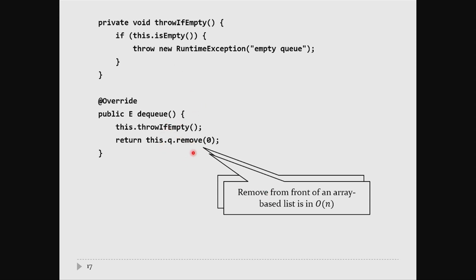Now, here's the problem with remove. For an array-based list, when you remove from the front of the list, that's big O of n, which we want to avoid. Ideally, we'd like big O of 1 to remove an element at the front of the queue. So we're going to try to see if we can do that later on.